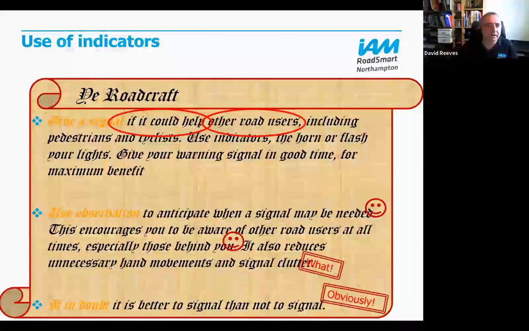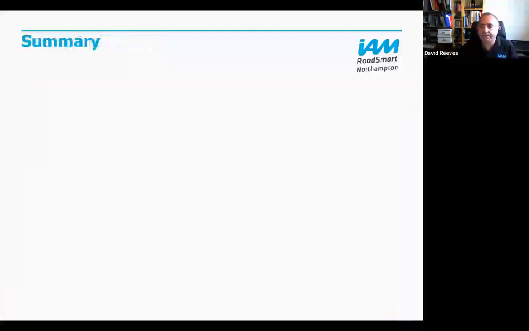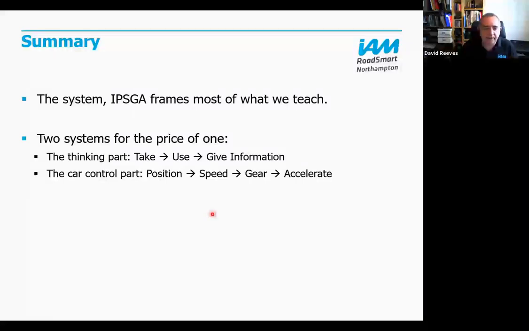Okay, I realise I'm running slightly over time, but luckily that was the last part of it. In summary, the system that we just described frames most of what we teach. So it's worth having an idea why we're doing those things. When we're putting that over to our new associates, I think it helps to think of it as two for the price of one: the thinking part, taking, using, and giving out information, and the car control part, position, speed, gear, and accelerate.